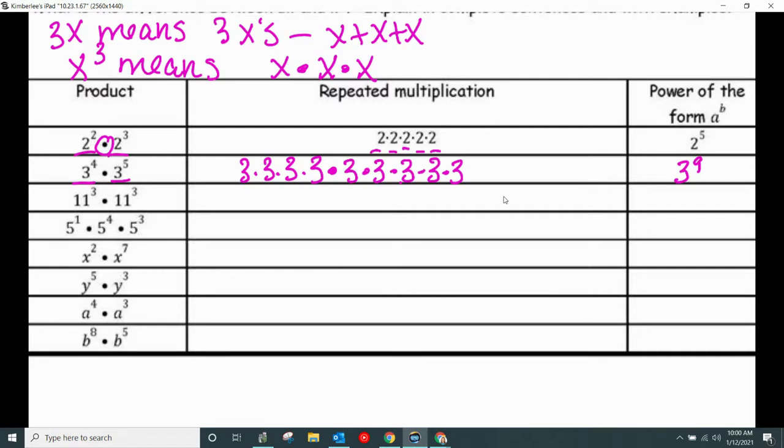Well, that seemed pretty easy. Okay, well, 11 cubed is what? 11 times 11 times 11, that's one of them. Now I need to do the other 11 cubed. Well, that's 11 times 11 times 11. So I really end up with having 11 to the what power? I have 1, 2, 3, 4, 5, 6 11s. 11 to the 6th.